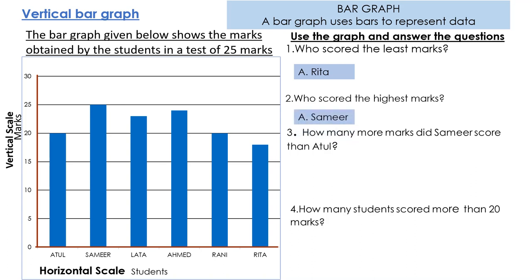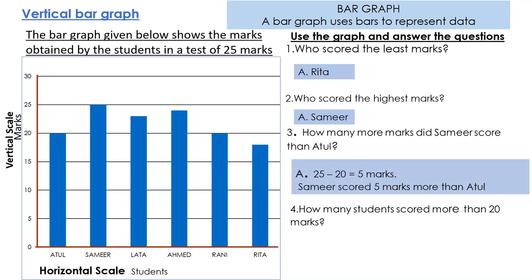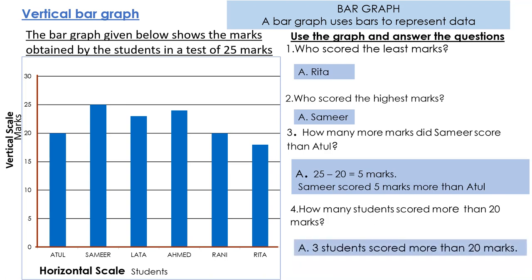How many more marks did Samir score than Atul? Samir scored 25 marks and Atul scored 20 marks. So 25 minus 20 is 5 marks. So Samir scored 5 marks more than Atul. How many students scored more than 20 marks? Samir, Lata and Ahmed, 3 students. So 3 students scored more than 20 marks.